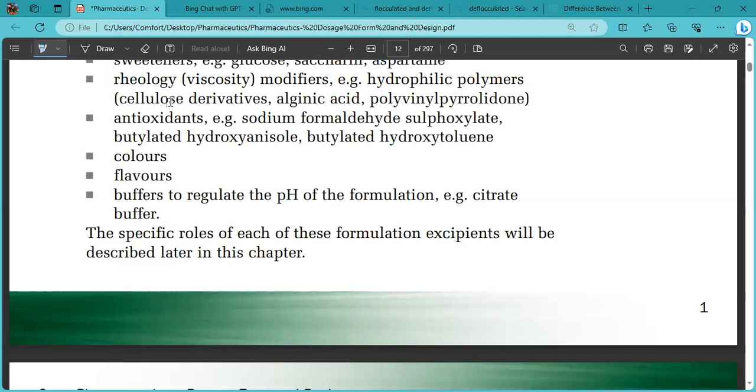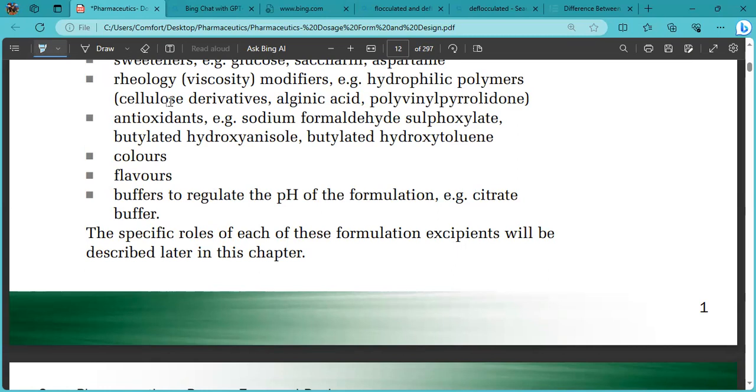Then you can add colors and flavoring agents. These ones are mostly just for aesthetics. You can make different flavors of the same drug, just so you can attract different consumers, especially in kids' preparations. The colors tend to draw them in.